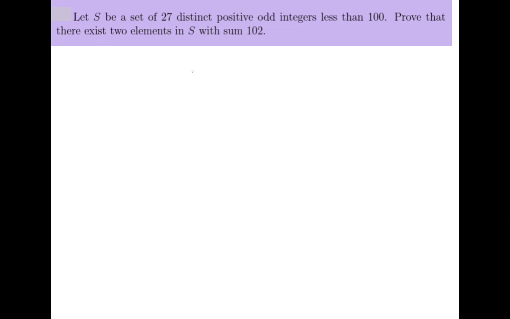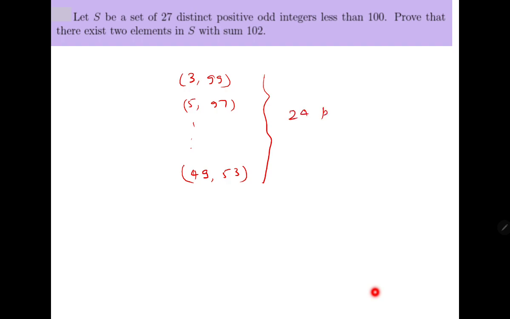So for example, the possibility could be 3 and 99, then 5 and 97, and it goes on to 49 and 53. Other than that, first see how many pairs are there. These are 24 pairs. Now if I pick only one number from each pair, so for example I make a set 3, 5, 7, and so on up to 49, these are 24 numbers, and for sure their sum is not 102, but I have to find 27.